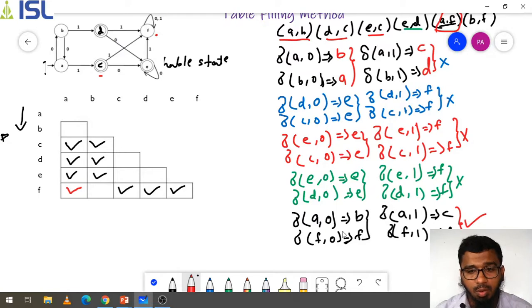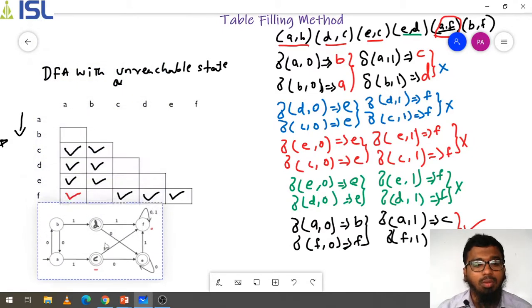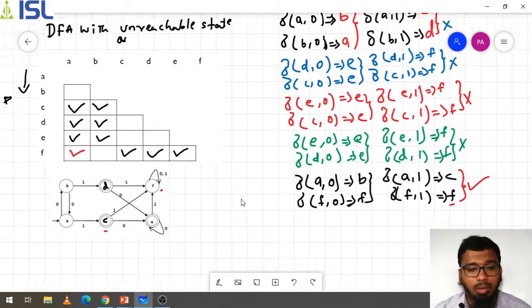So did you understand this? Once again I will repeat this. Delta A comma 0, now we are doing it for AF. A on 0 is going to B, and F on 0 is going to F. Both are normal states. Go to delta A comma 1, the answer is C. A on 1 is going to C and F on 1 is going to F. So here C is a final state and F is a normal state. Then the condition is satisfied and we mark the tick, okay. I am noting it down. Okay, next.